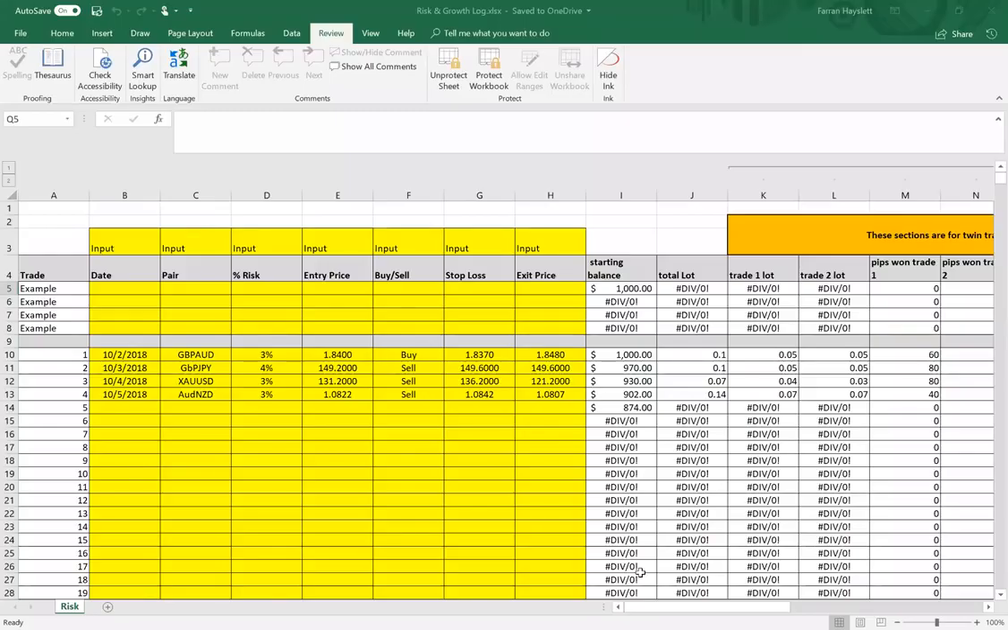Hey traders, one of your favorite harmonic scanner educators here. I want to show you guys how to use my risk growth log. This thing has been phenomenal for me in my trading journey.